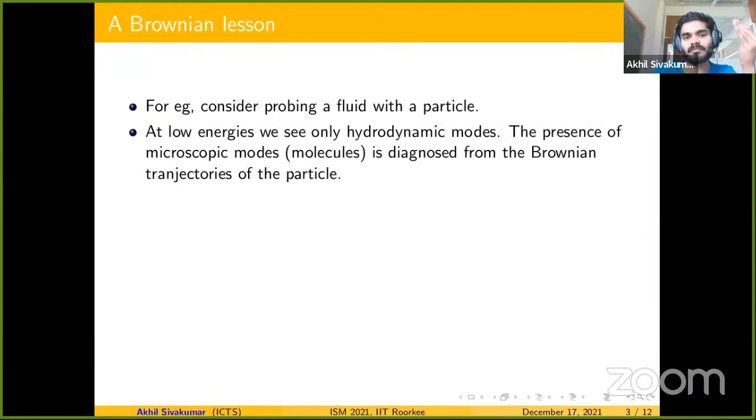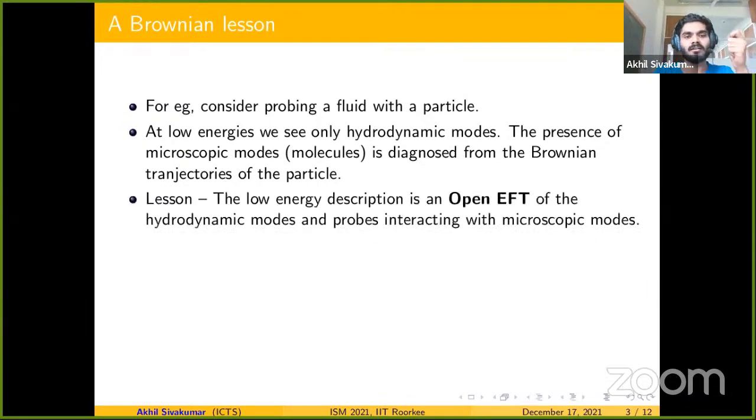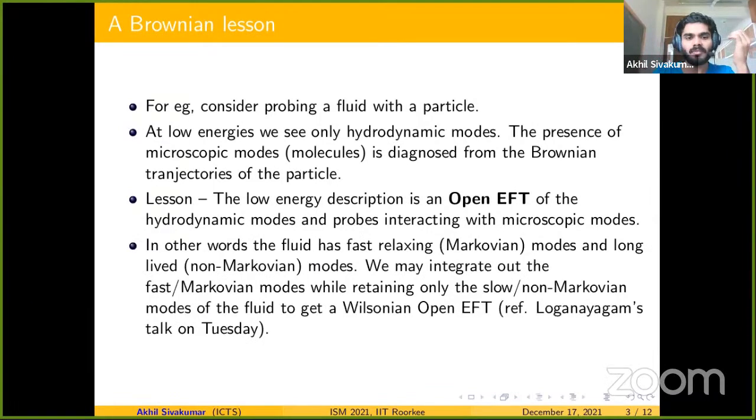So at low energies, we see only hydrodynamic modes. The presence of microscopic modes like molecules themselves is diagnosed from the Brownian trajectories of the particle. The lesson is that the low energy description is an open field theory of the hydrodynamic modes and probes interacting with microscopic modes, say molecules. In other words, the fluid has fast relaxing or Markovian modes. That's my definition of Markovian for the context of this talk. And long-lived or non-Markovian modes.